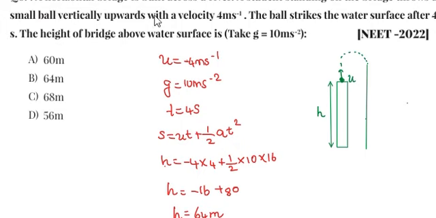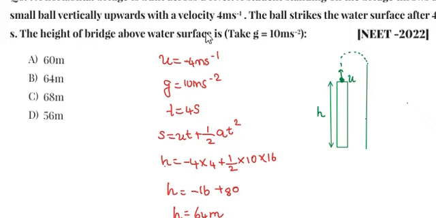In this question, a horizontal bridge is built across a river. A student standing on the bridge throws a small ball vertically upward with a velocity of 4 meters per second. The ball strikes the water surface after 4 seconds. The height of the bridge above the water surface is? So here it is the height of the bridge, and the ball is thrown, so it covers a distance of h. So here we need to find, the ball strikes the water surface after 4 seconds. So here it is water, and this one is the height of the bridge.